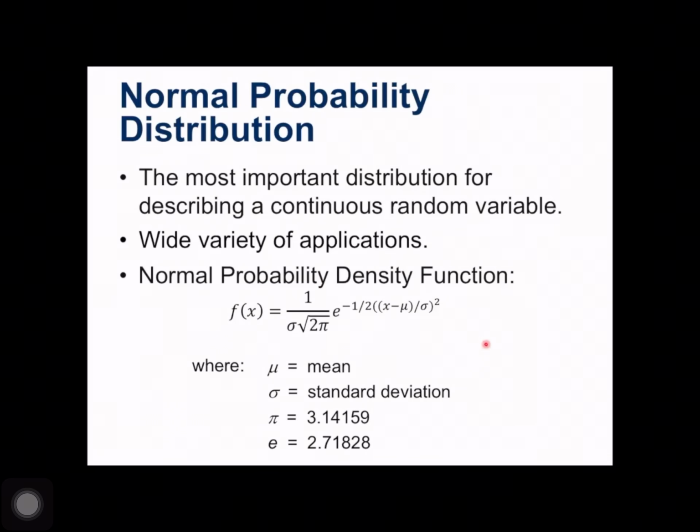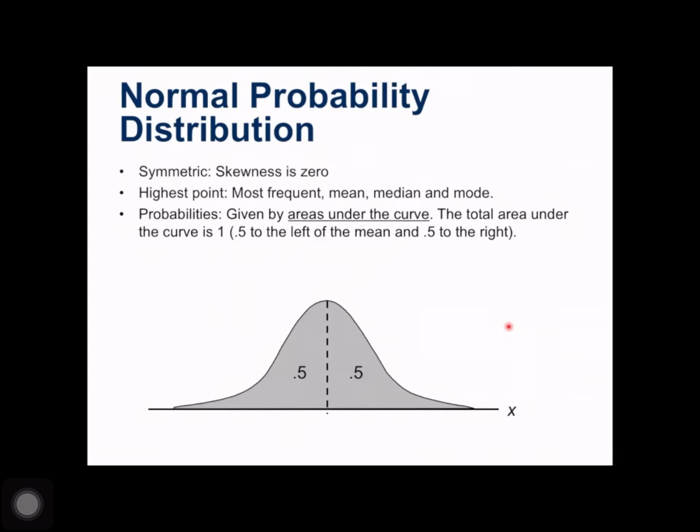The actual arithmetic, if you want to calculate it, is there, but I think for this class it's more conceptually important to understand what it means and how it helps us with interpreting things. So normal probabilities have a skewness of 0, which means, of course, the frequency of the mean, median, and mode are all going to be at the same point.